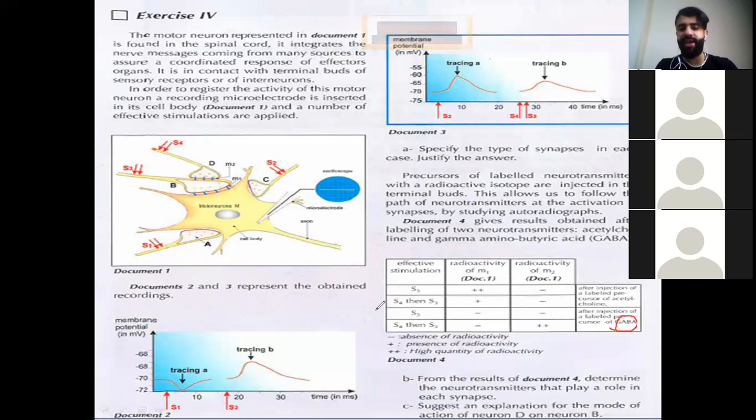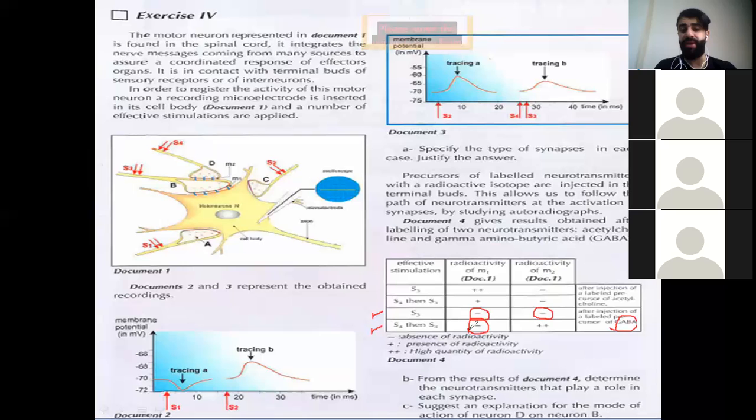While moving to the second neurotransmitter, GABA, we detect the radioactivity of GABA, gamma aminobutyric acid, at the level of M1 and M2 after applying both stimulations, S3 and S4. With S3, as you see, there is no radioactivity either at M1 or at M2. While when we apply S4 then S3, no radioactivity is detected at the level of M1 either.